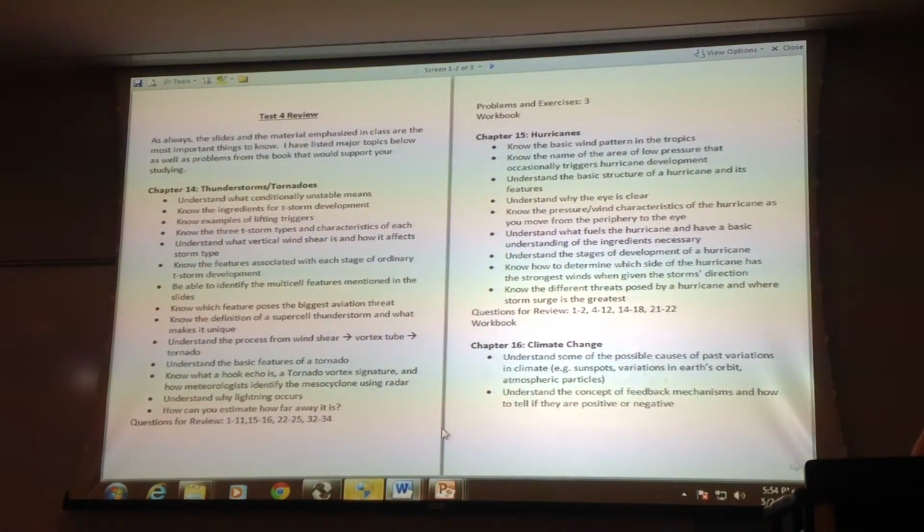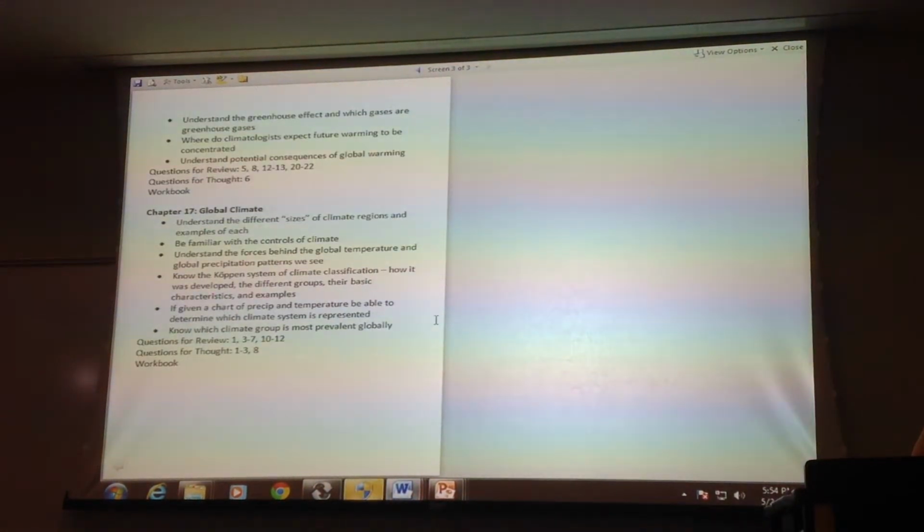Let's see here. Almost done. Understand the greenhouse effect and which gases are greenhouse gases. Then where do climatologists expect future warming to be concentrated? Do you all remember this? What part of the globe do we expect to experience the most heating? The poles. So the polar regions would be where climatologists would predict we would see the greatest effect from increasing greenhouse gases.